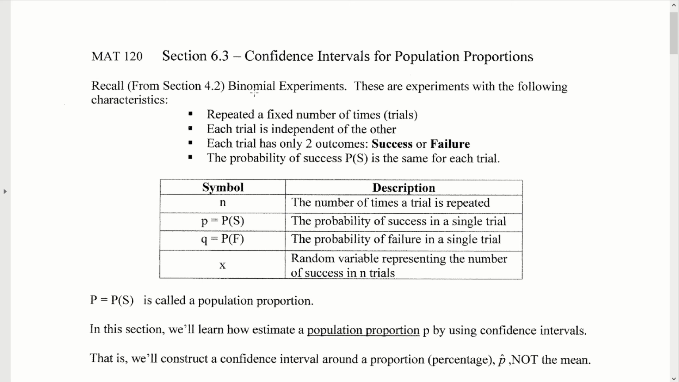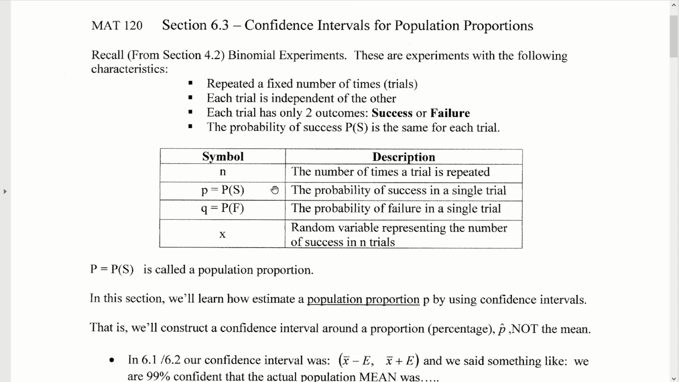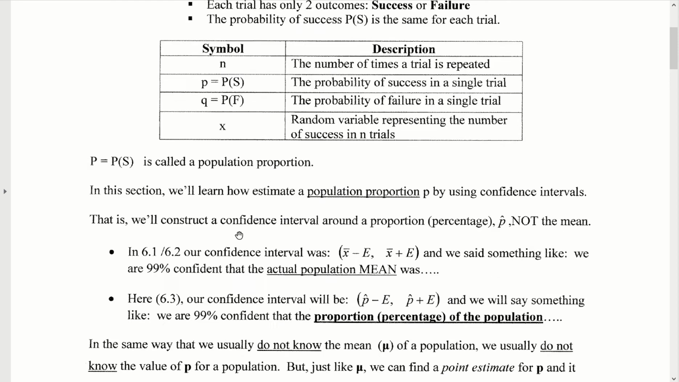A lot of the material that goes with population proportions mimics what we saw back in 4.2 when we were doing binomial experiments. If you recall, a binomial experiment is one where we repeat a fixed trial a certain number of times. Each trial is supposed to be independent of the others, and each trial has only two outcomes, one of which we labeled a success, the other a failure. We let n be the number of times the trial was repeated, p was our probability of success, q was the probability of failure, and x was our random variable that represented the number of successes in n trials. And we said that typically with that type of probability distribution, x always had a range from 0 up to a maximum possible of n.